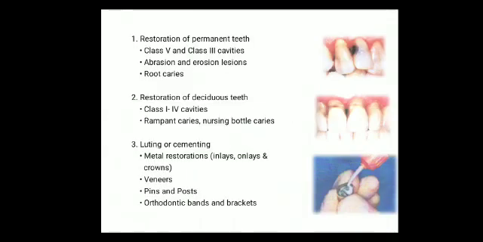Indications: first, restoration of permanent tooth, class 5 and class 3 cavities, abrasion and erosion lesions, root caries. Here we can use the restoration by GIC. For deciduous teeth, class 1 to 5, all the cavities, rampant caries, nursing bottle caries. Third is luting or cementing for the prostheses like metal restorations, inlays, onlays, crowns, veneers, posts or pins, orthodontic bands, and brackets.